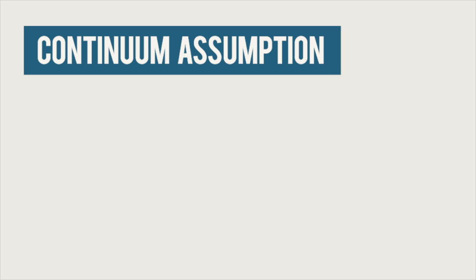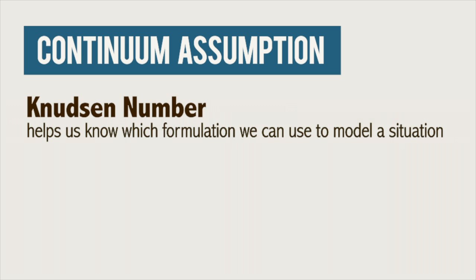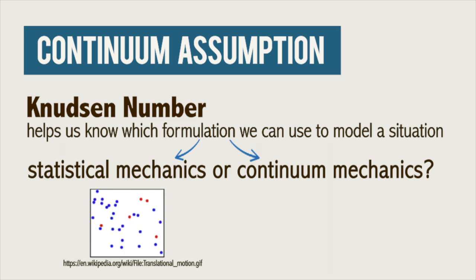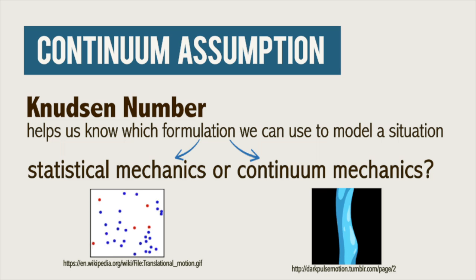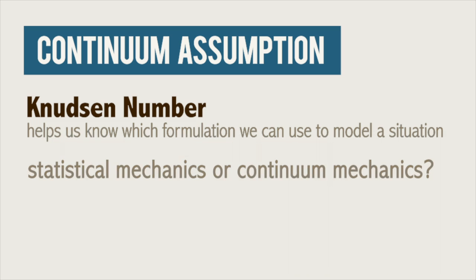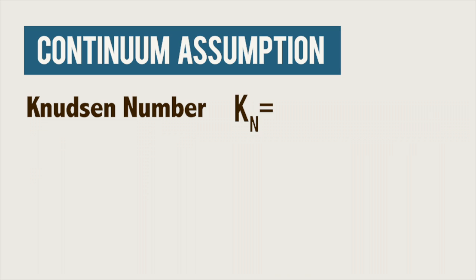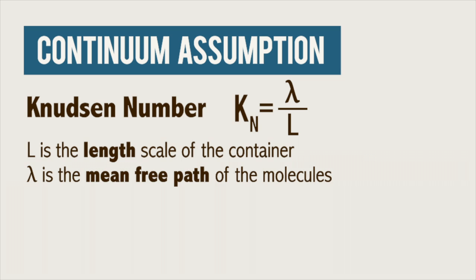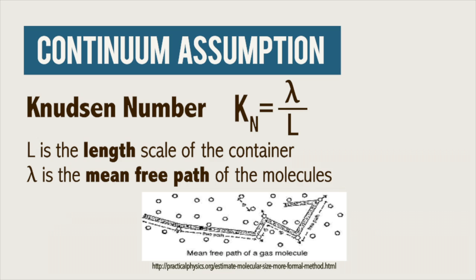continuum? Now we'll talk about the Knudsen number, which is a quantity that helps us determine which formulation of fluid dynamics should be used to model a situation. Either statistical mechanics, which relates to the fluid's microscopic behavior, or continuum mechanics, which is our focus in this video. Knudsen number is given by lambda, or the mean free path, divided by L, or the length scale of the container. Mean free path refers to the average distance traveled by molecules between collisions.